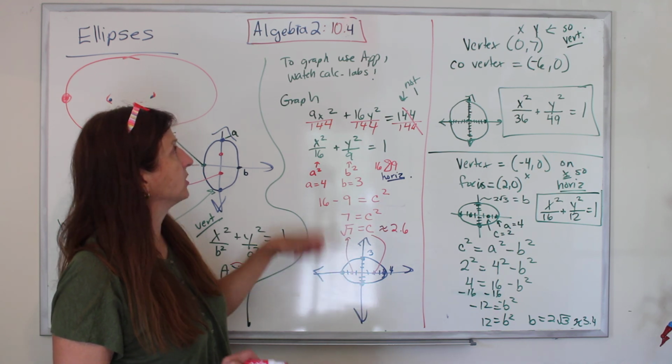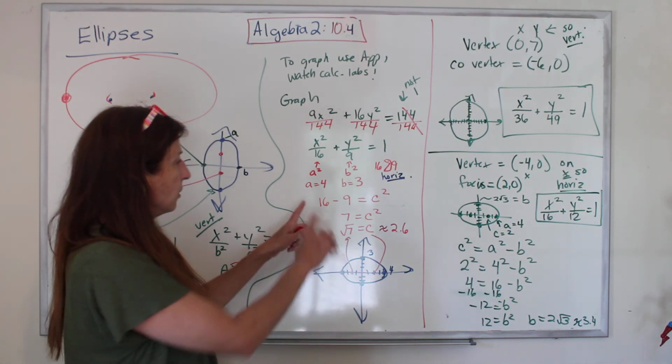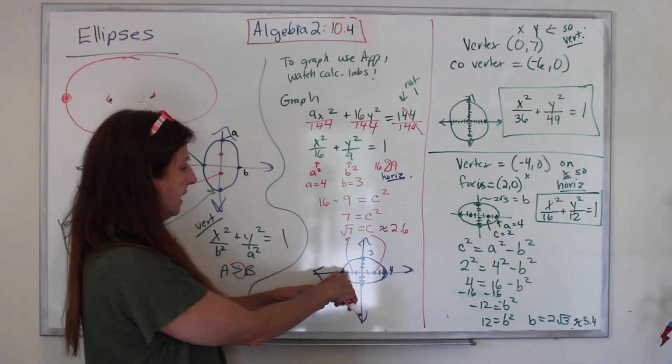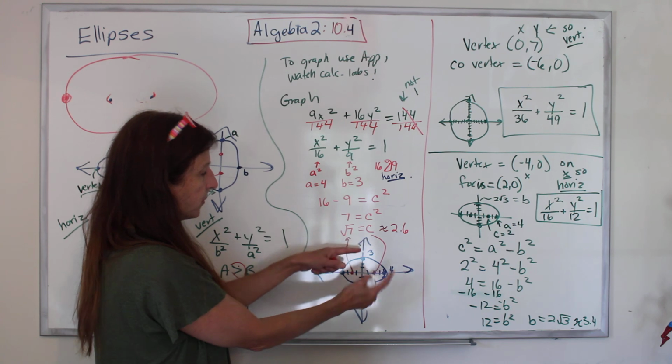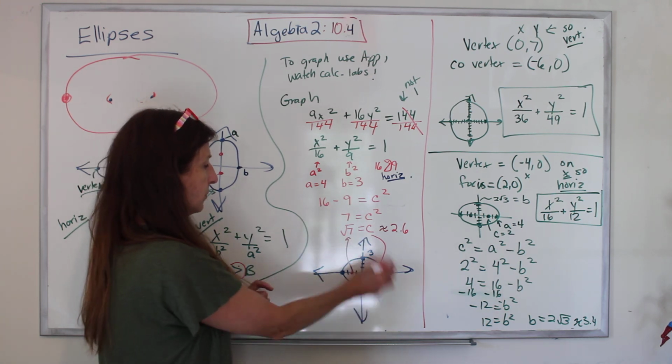Now, we need to know what c is too if we're going to graph everything about it. So we can already put this in. This horizontal, this is 4 and 4, and that's 3 and 3, 3 and negative 3, 4 and negative 4. So we can draw it.